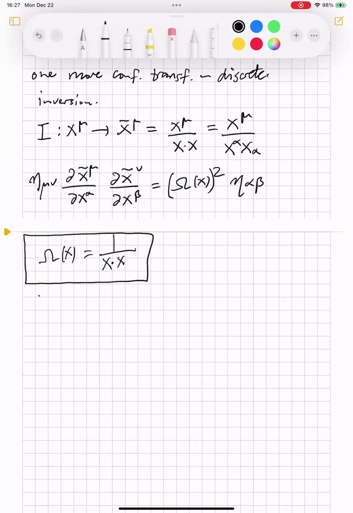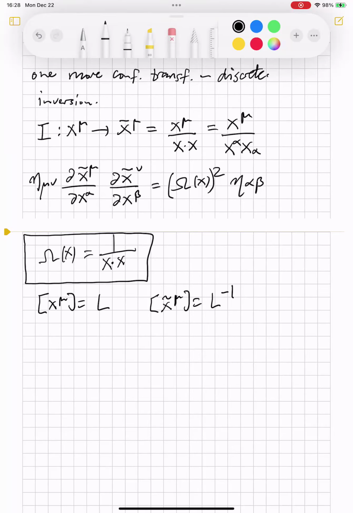Okay, next thing I want to say about I. Take a look at x mu. So we know that x mu is a length. Now look at x tilde mu. That's x mu over x dot x. Well, if x mu is a length, this is length over length times length. So that means that x tilde mu is inverse length. So what this transformation does is it takes a length into an inverse length. And there's no way of doing that continuously. That's why this transformation is discrete. You can't possibly do that continuously.